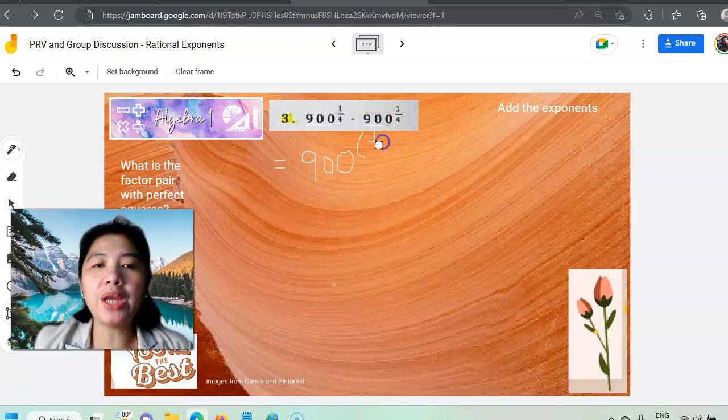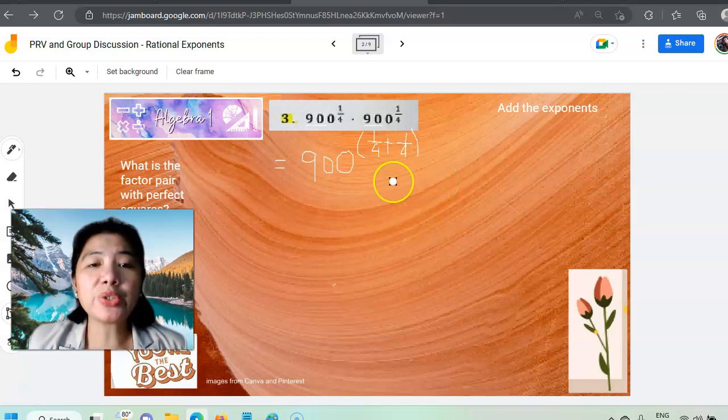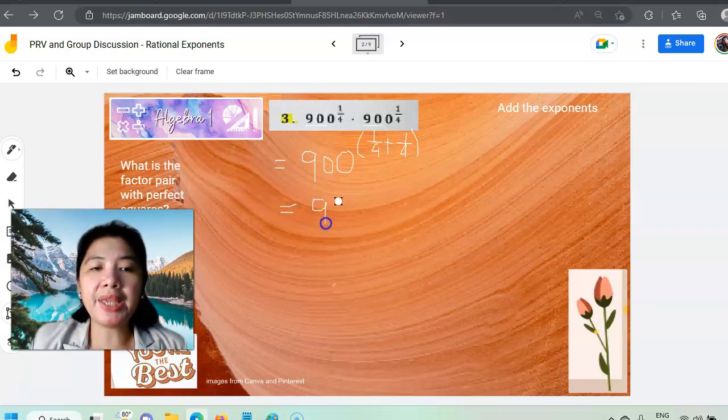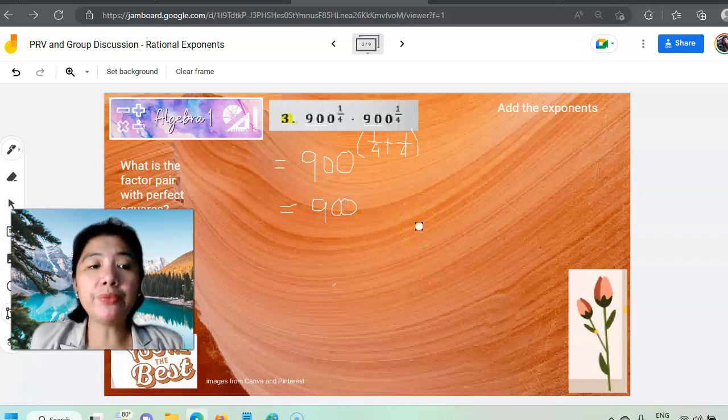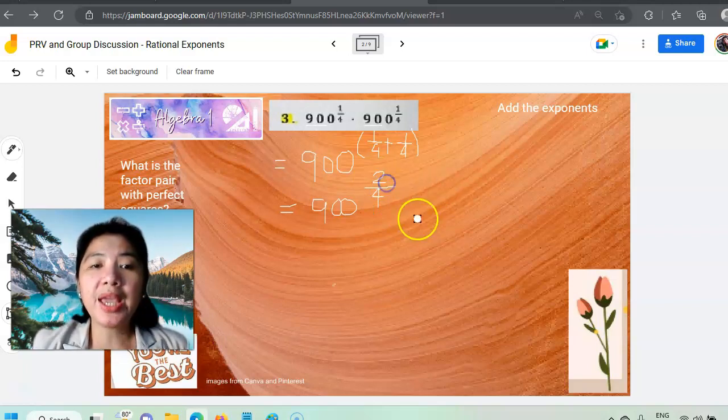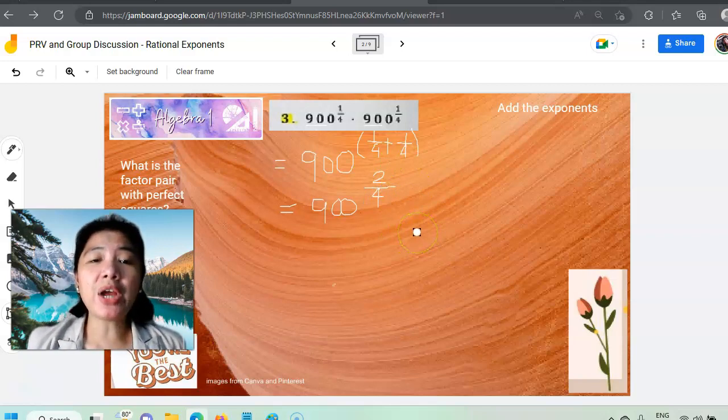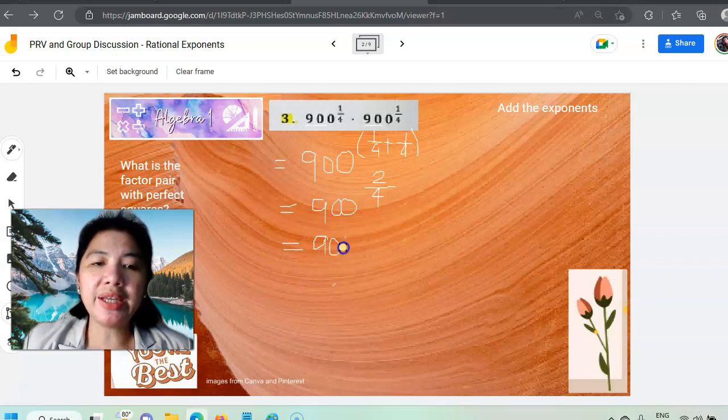So we have 1/4 plus 1/4. It's time now to review our operations on fractions. So these are similar fractions, and we're not touching the base, so we copy it. And then 1/4 plus 1/4. Copy the common denominator, and then add numerators. 1 plus 1 is 2. And then simplify the fraction to lowest terms. So the base is 900 and the lowest term is 1/2.